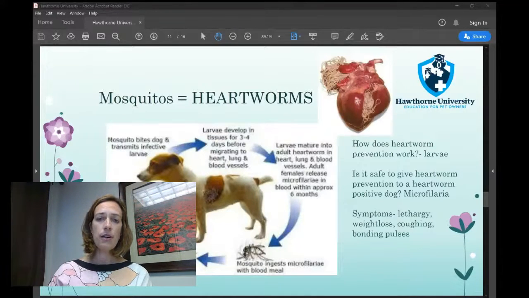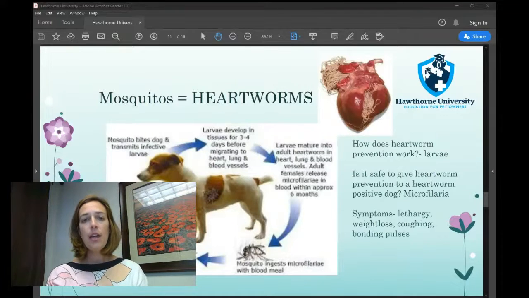But again, mosquitoes are common. Heartworms are common. It's for dogs. Cats do get heartworms. It's at a very much lower rate. Cats are going to present a little bit different than dogs.